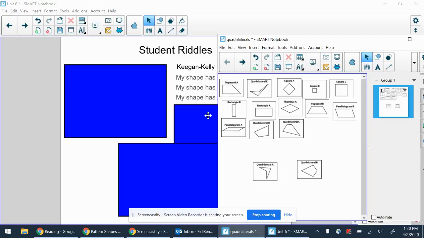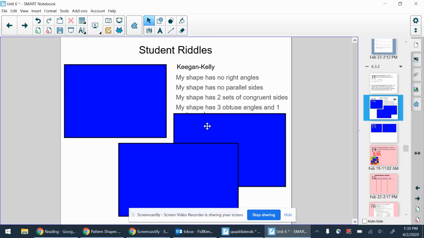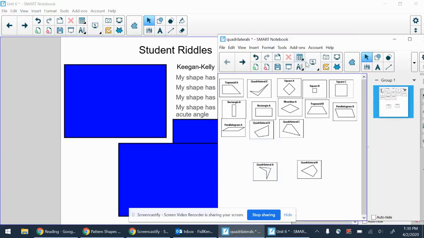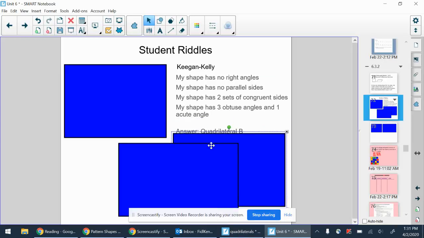All right, let's see if Keegan's last clue can help me figure out which one it is. My shape has 3 obtuse angles and 1 acute angle. All right. Well, if I look at quadrilateral A, I see 3 acute angles, but this angle right here is actually not what we call an obtuse angle. It's actually something called a reflex angle. When it goes past the straight line, when it kind of looks like it's bending over backwards, it's called a reflex angle. So I think it's quadrilateral B because I'm seeing 1, 2, 3 acute angles and 1 obtuse angle. All right, let's see if I'm right. Quadrilateral B. Yes, I got it. That was a great riddle, Keegan.